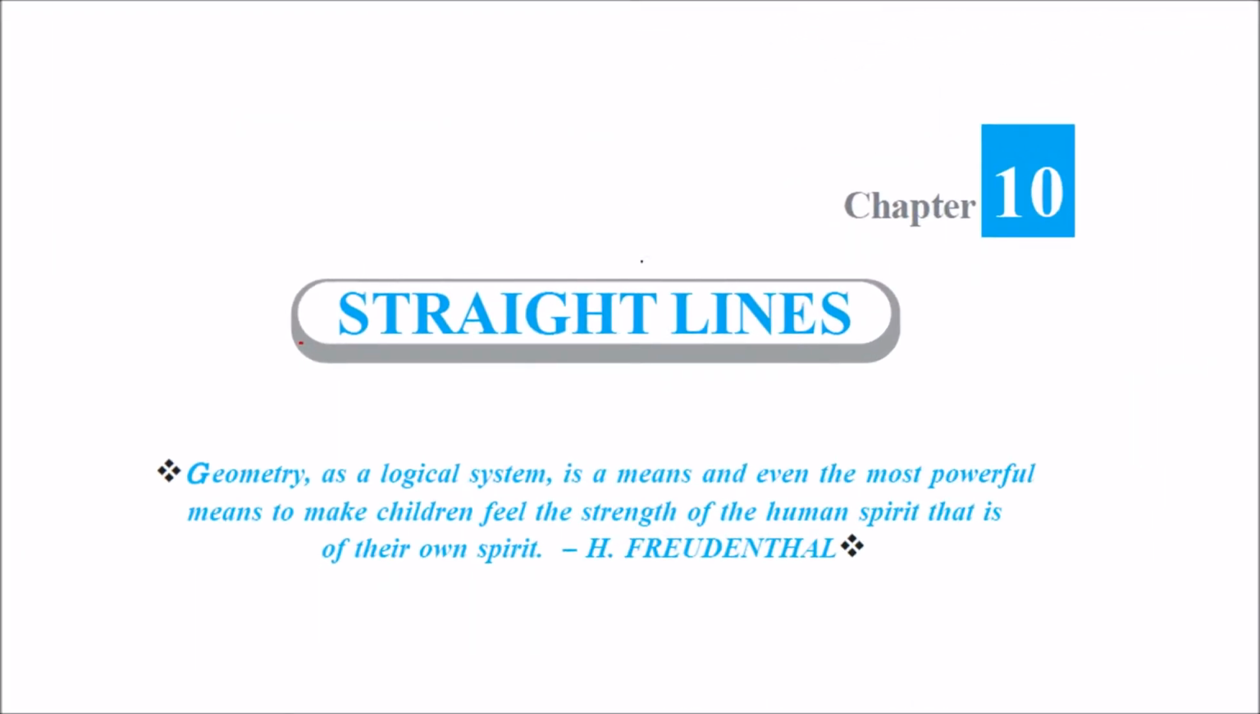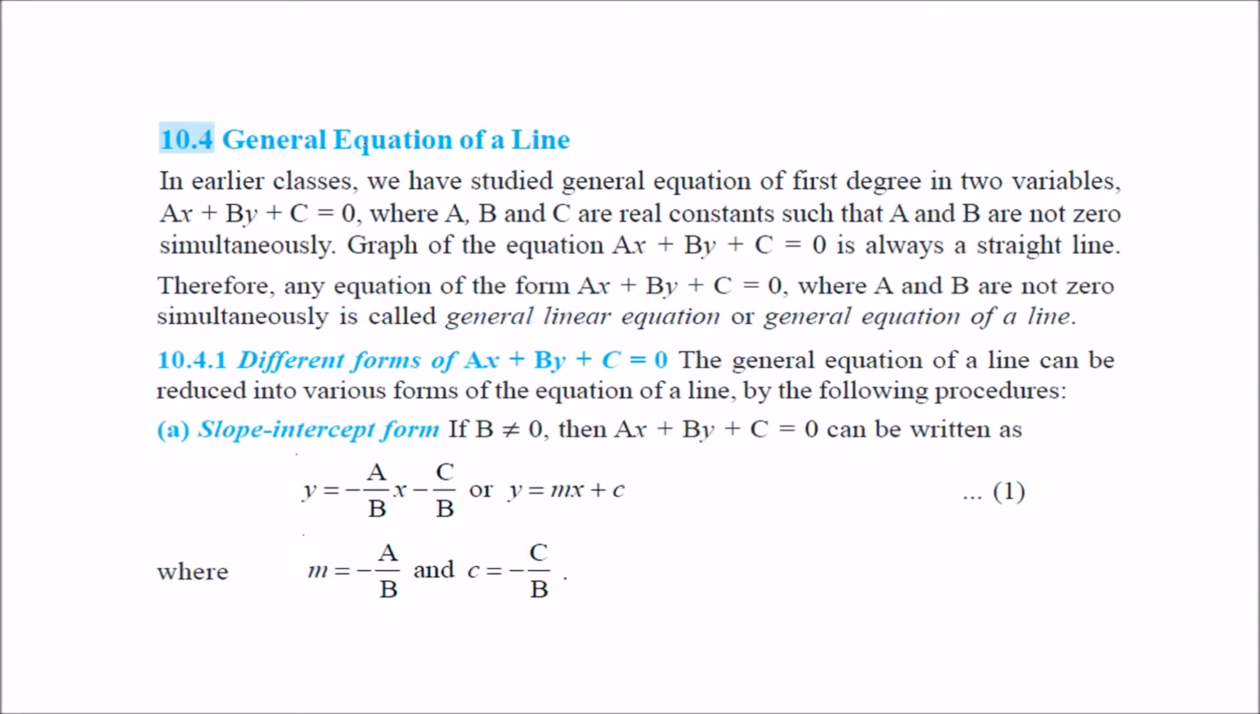So we are looking at chapter 10 of class 11, straight lines. We'll talk about the general equation of a line. We have already seen that the general equation of first degree in two variables is something like this: Ax + By + C = 0.